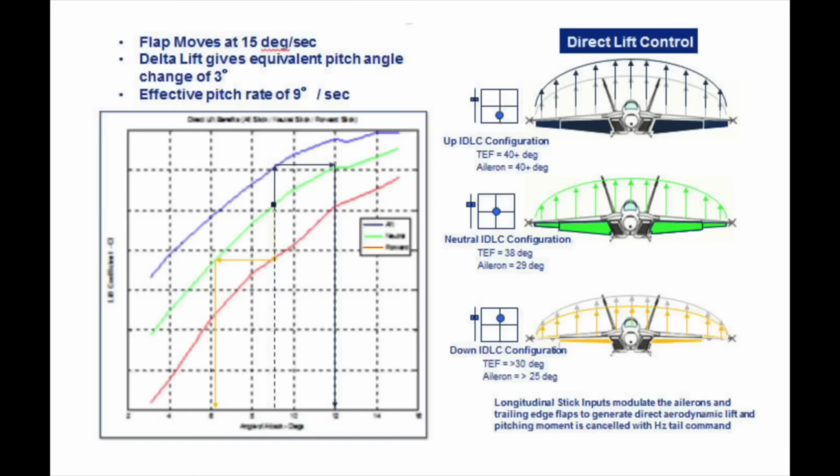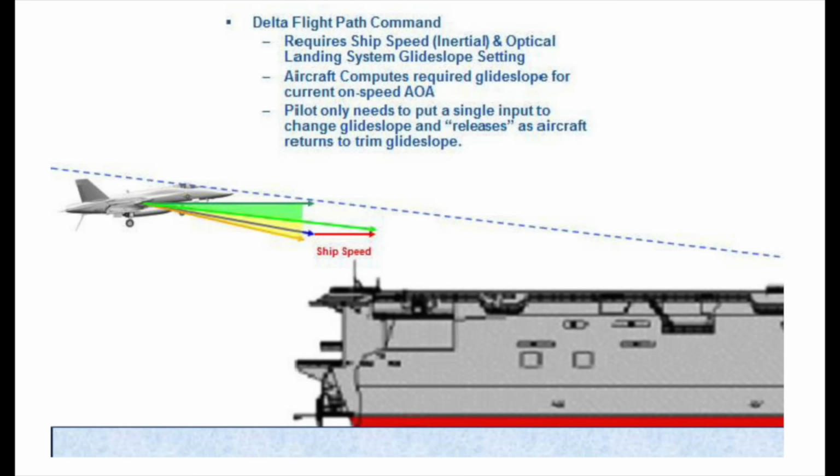What they're doing, when you move longitudinal stick in PLM, in path or in rate, you're changing the camber of the wing. So your longitudinal stick doesn't move the tail. It changes the leading edge and trailing edge flaps. If you look at an airplane in the groove, the nose doesn't move at all. Right. The AOA stays constant.